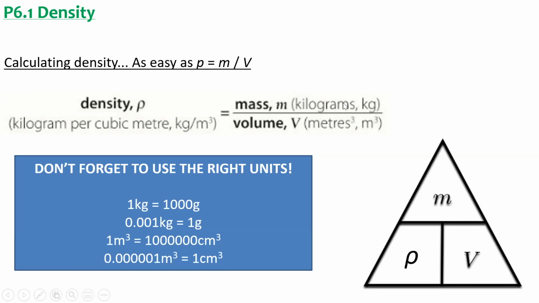m is mass, in kilograms. Kilograms is the SI, so scientific unit, we prefer to use, and volume in meters cubed. So generally you want things in kilograms per meter cubed. You can do things in grams per centimeter cubed, depending on what you've been asked to work out there. But as a general rule, we say kilograms per meter cubed.